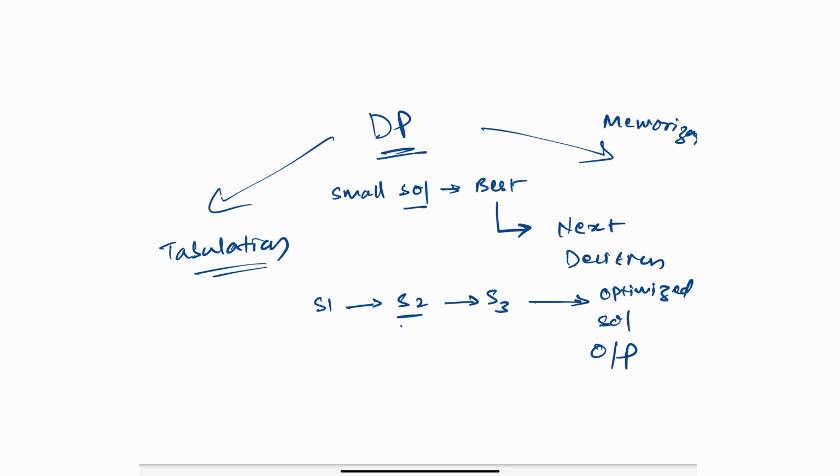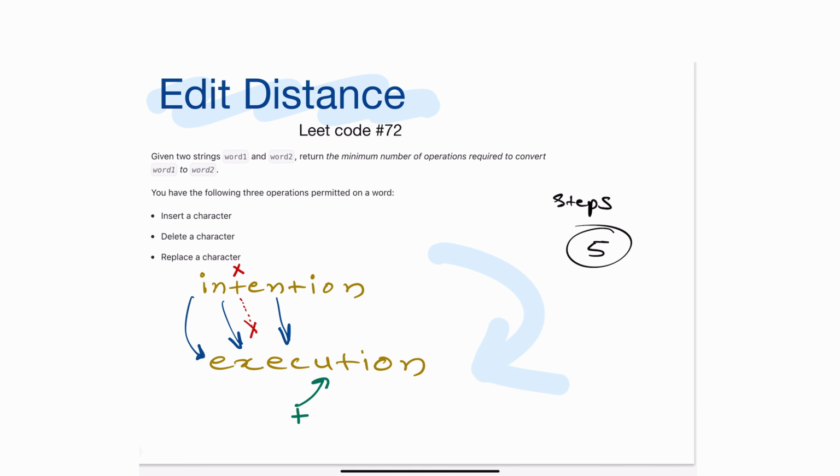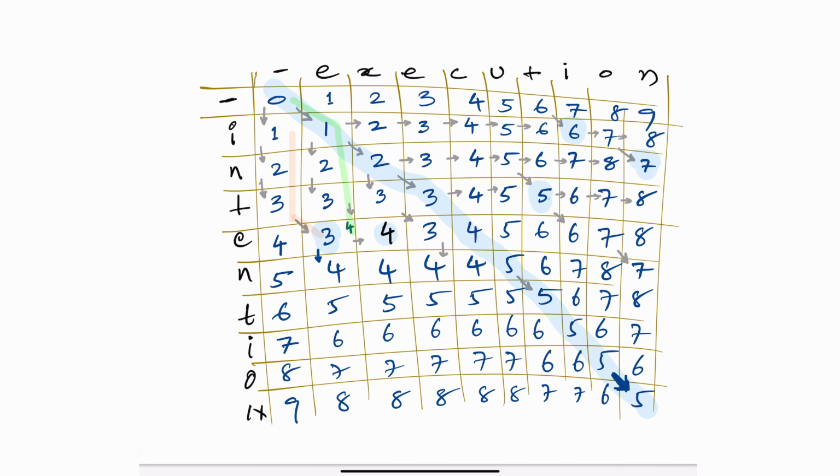Here in tabulation it is what we call the bottom up approach. Since we are going to solve the smallest problem, go to the next step, and utilize the previous solution, and go to the next. Every next step we are going to utilize the best solution of my previous steps. Now let's break this problem into the DP tabulations.